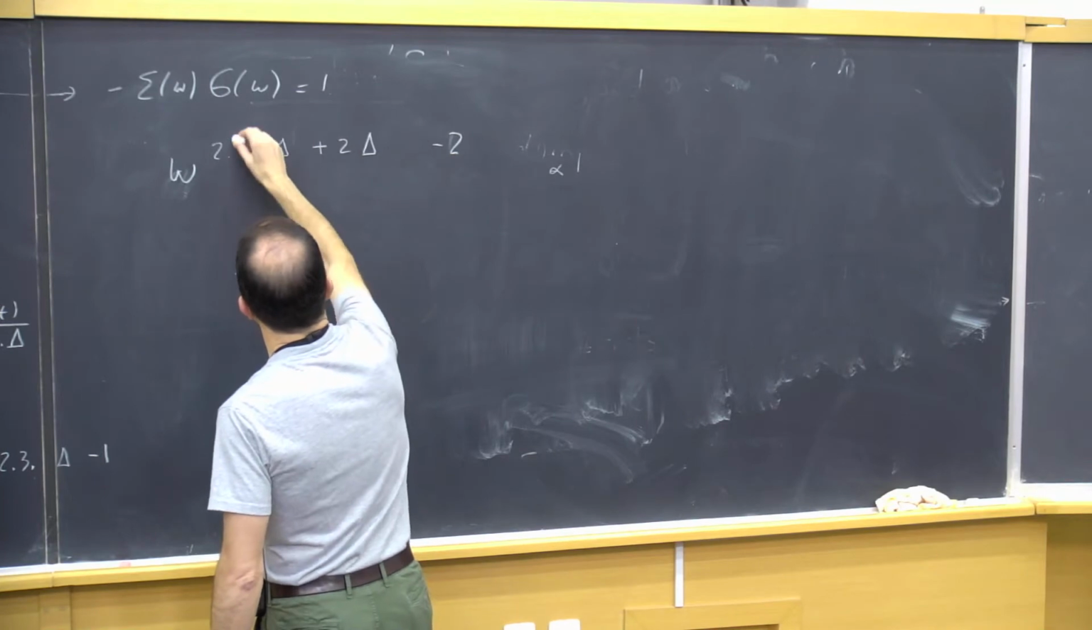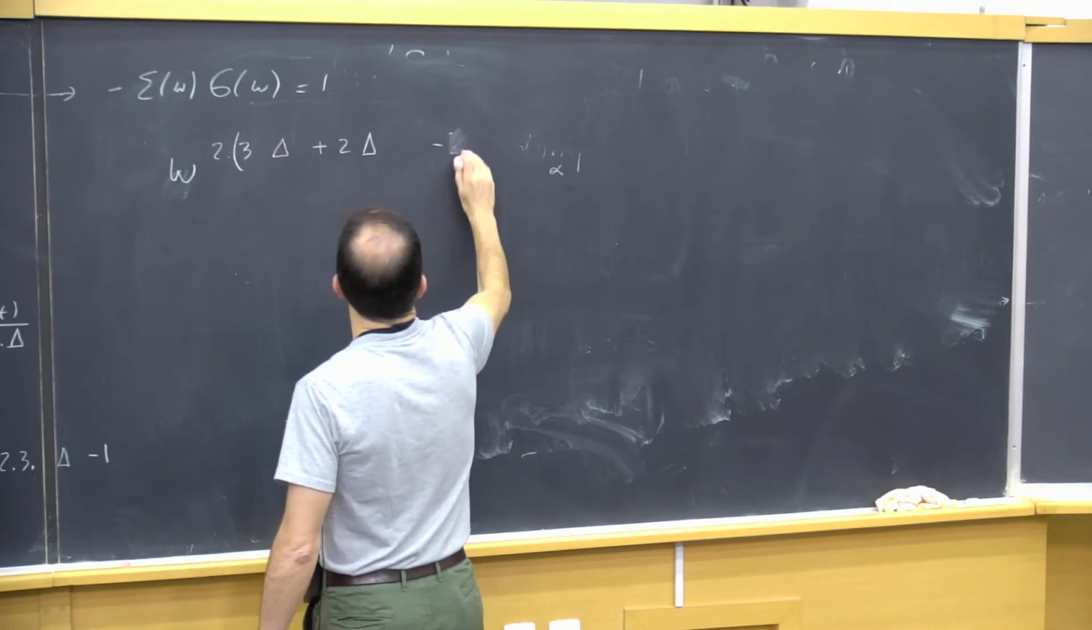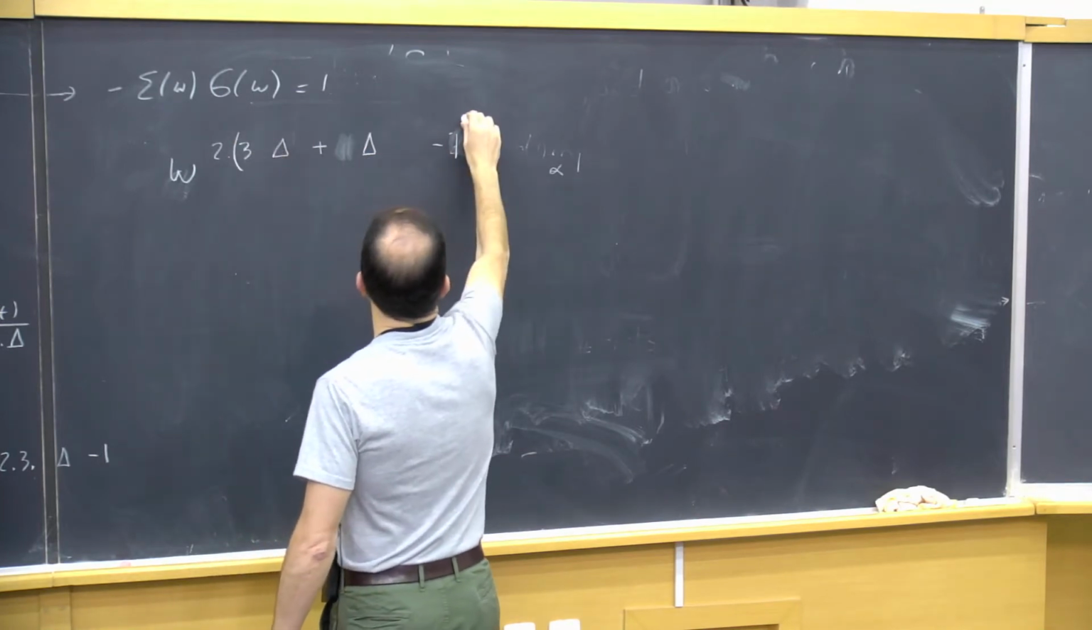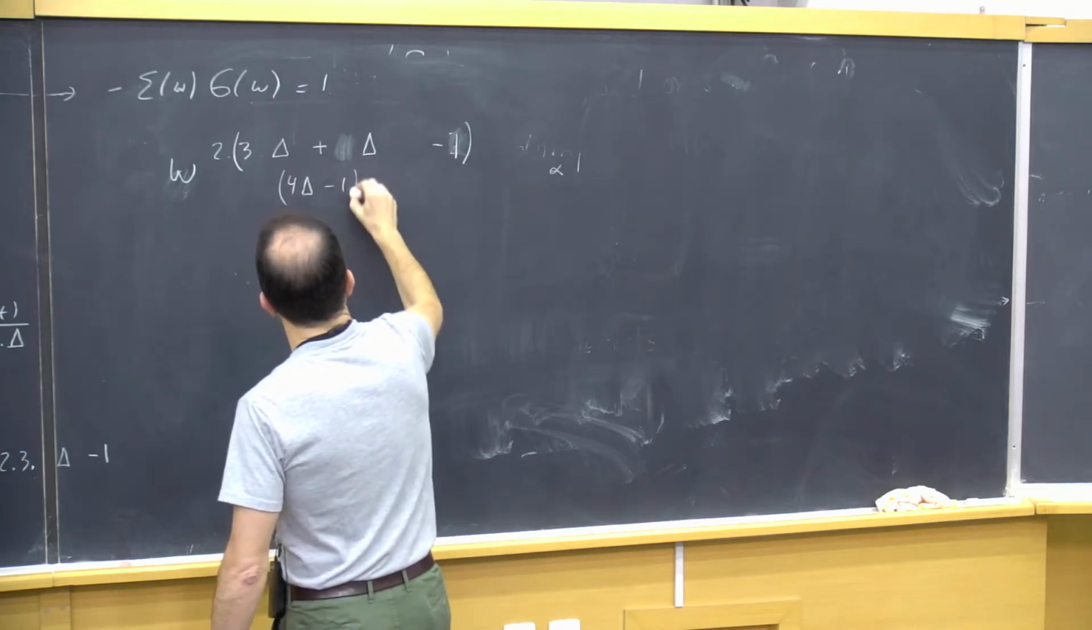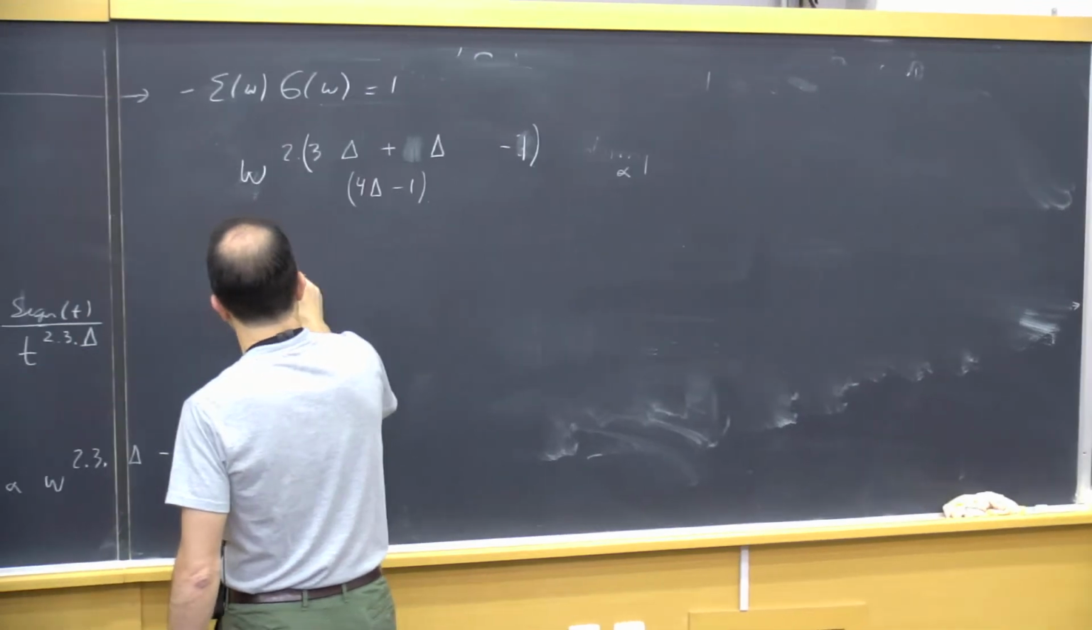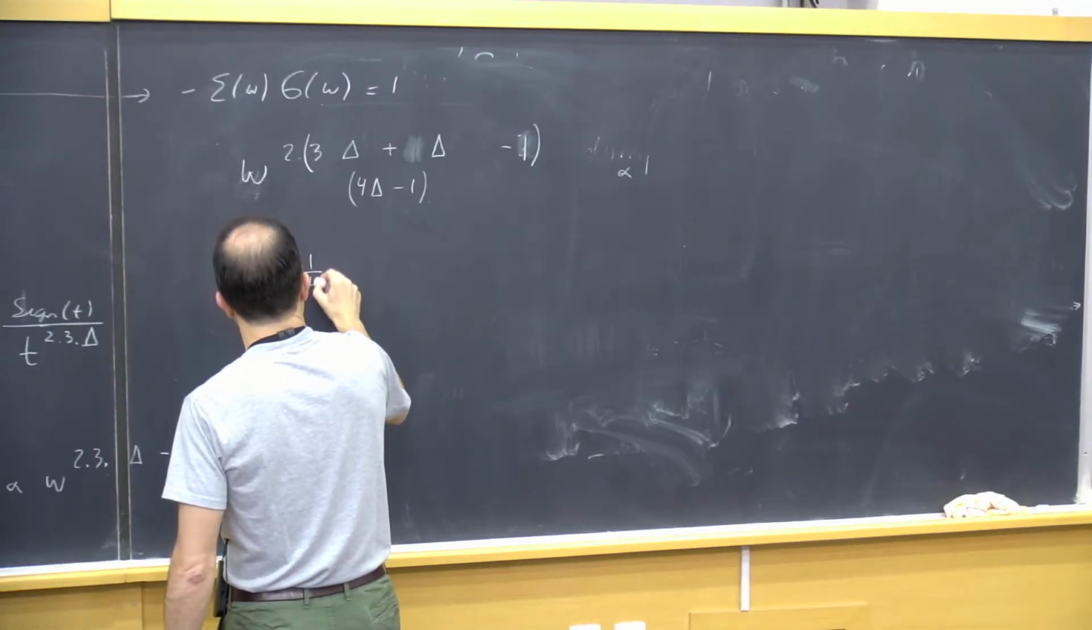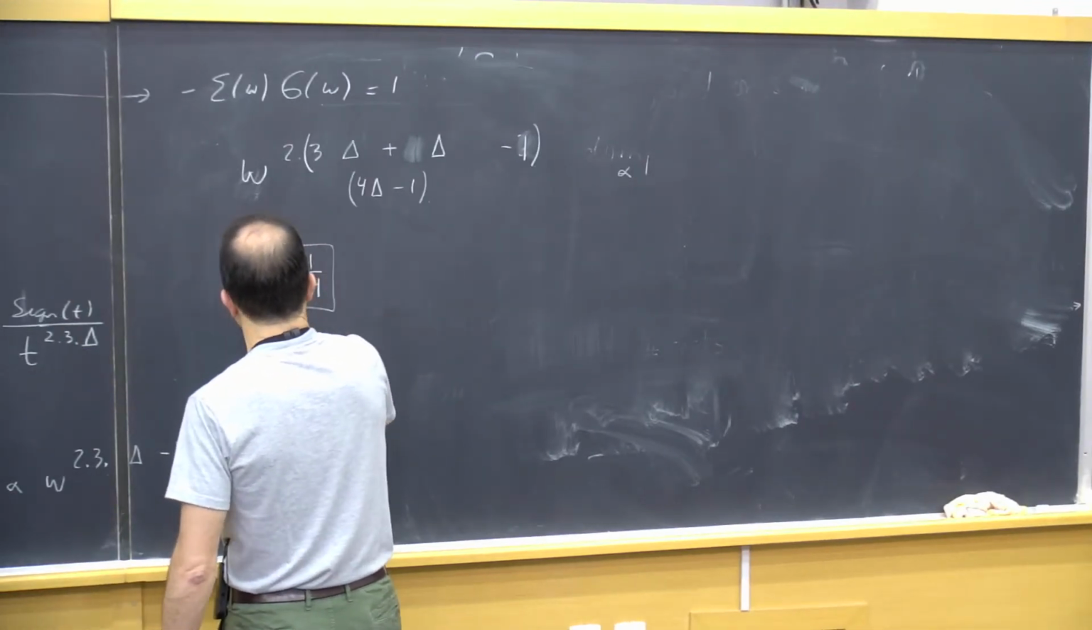So we can take out a common factor of 2. This becomes a 1 again. And then this becomes 4 delta minus 1. And so we conclude that this ansatz would work if delta is equal to 1/4. Okay.